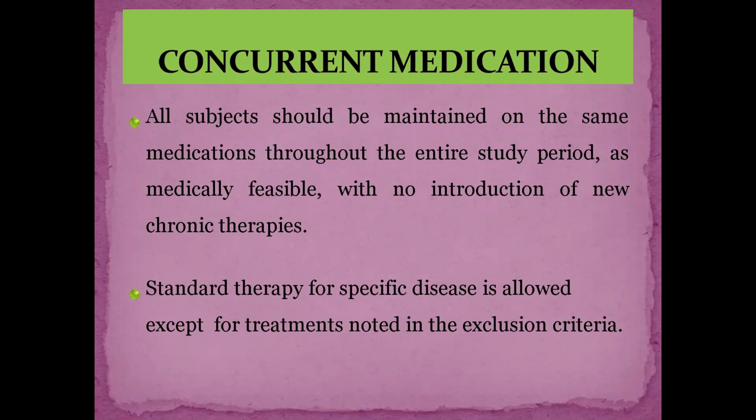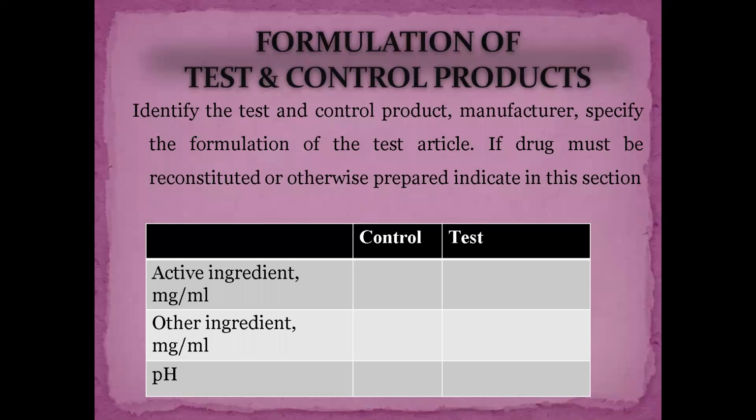And also the formulation of test and control products, as I told, like what the formulations are and what the strength is, and for control, the manufacturers specify the formulation in the protocol. Like what is the active ingredient, and if it is an injectable, we have to use mg per ml, or any other ingredient, what the pH is, and a few things like this.